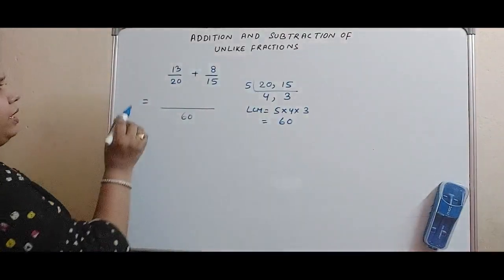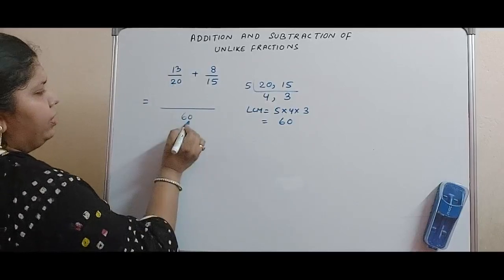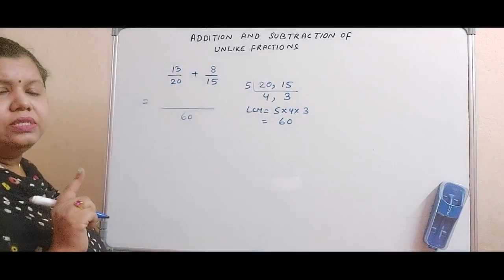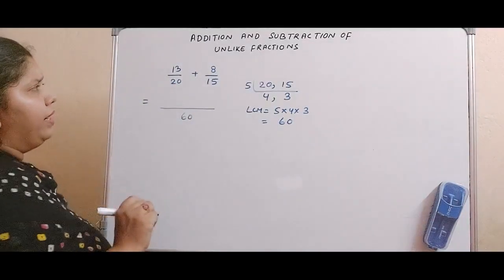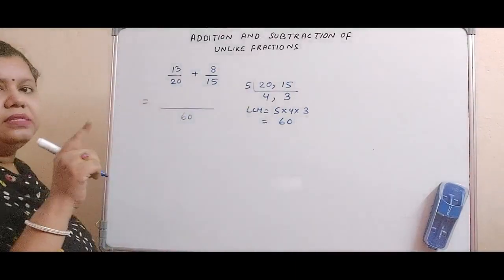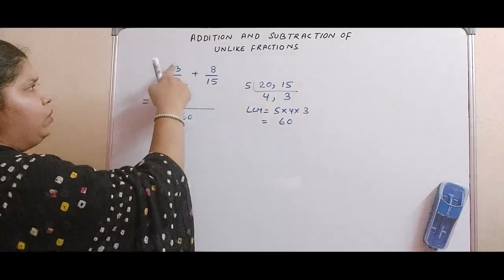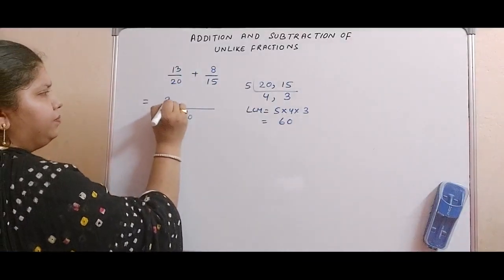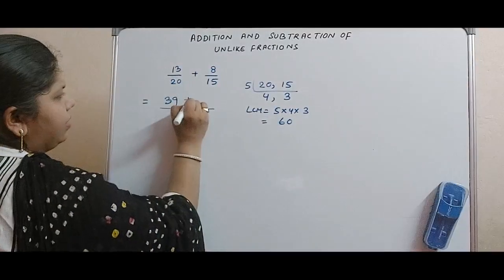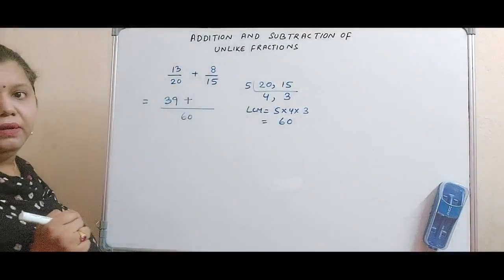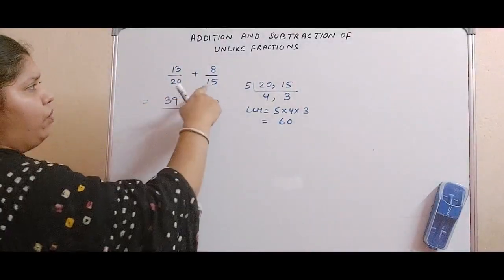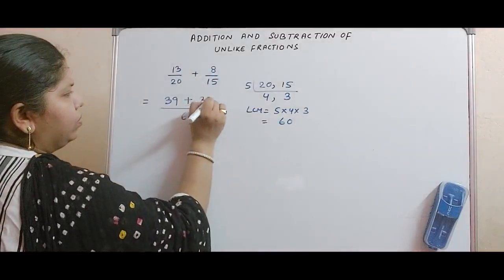So here the denominator of the first fraction is 20. So divide the LCM by the first fraction's denominator. So what are we going to get? 60 divided by 20 is 3, and we have to multiply this 3 with the numerator, that is 3 into 13 becomes 39. So we have written here 39 plus. Again, now we move to the second fraction here. 60 divided by 15 is what? It is 4, and 4 into 8 is 32.